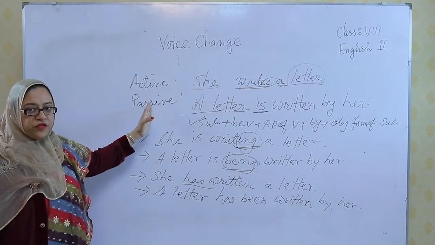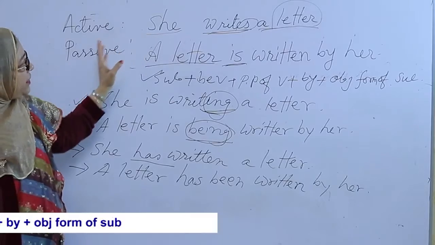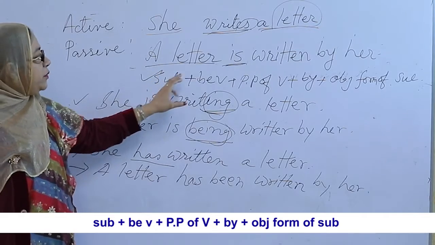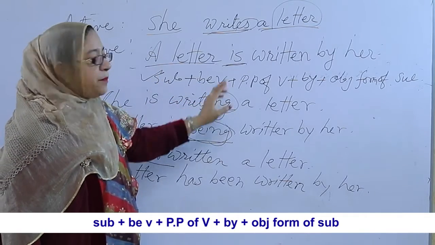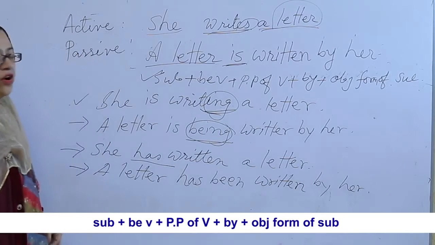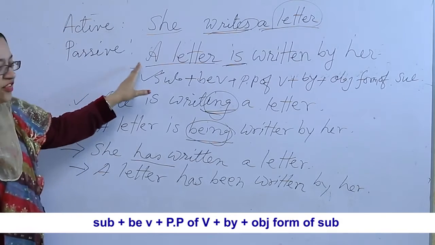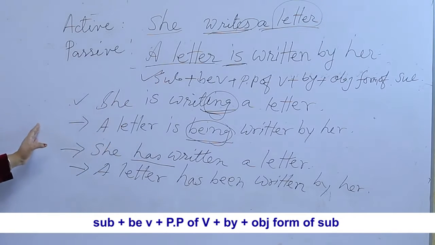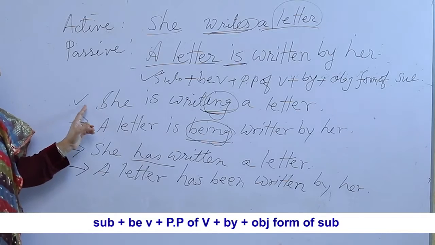So look at the board, students. This is the simple sentence. I turn it into passive by using this structure: subject plus be verb plus past participle form of the verb plus by plus the objective form of the subject. The answer will be: a letter is written by her.